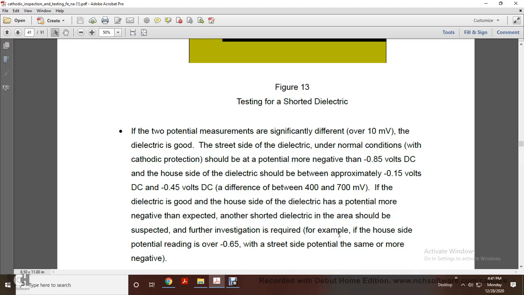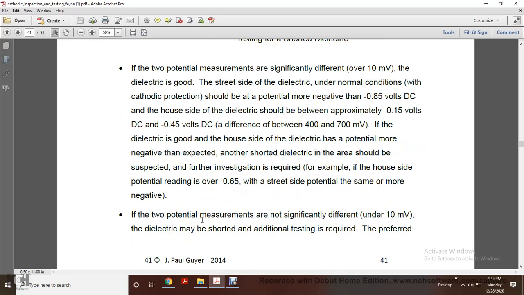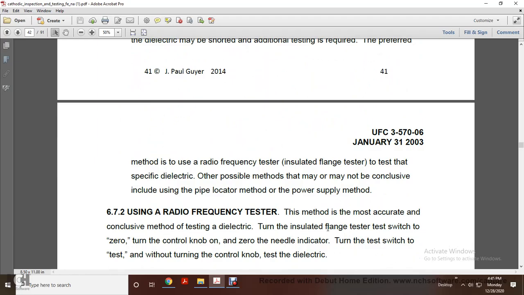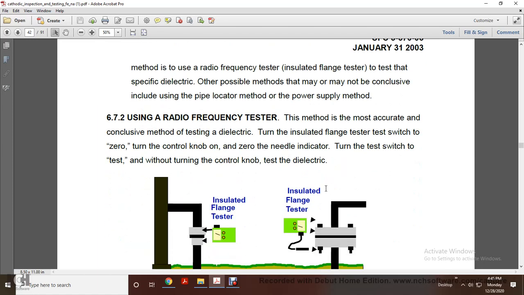Further investigation is required. For example, if the house side potential reading is over negative 0.65 and the street side potential is the same or more negative, or if the two potential measurements differ by less than 10 millivolts across the dielectric, it may be shorted. Additional testing is required, and the preferred method is the radio frequency insulated flange test. Tests of the specific dielectric may or may not be conclusive. These include the use of the pipe locator or power supply method.